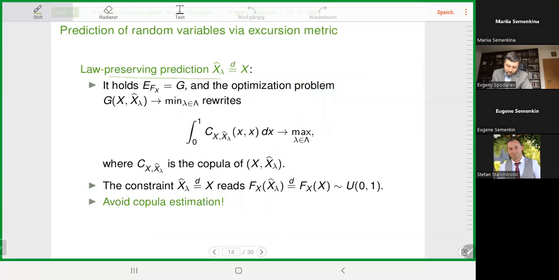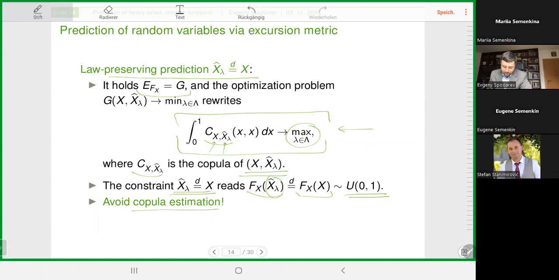So here, in this case, our metric will coincide with the Gini metric, and our extrapolation or prediction problem writes like this. So we have the integral of the diagonal between the X and its predictor. We integrate it, and it must be maximized. So C is again the copula of this vector. And the constraint, the law-preserving constraint, may be written down as follows. So we apply F to our predictor, and it is equal to this value, which is uniformly distributed on 0, 1. But so it is very nice doing this in theory, but if you would like to do practical calculations with this, you will face copula estimation, which is not a simple task. That's why we would like to avoid it and do it as follows.